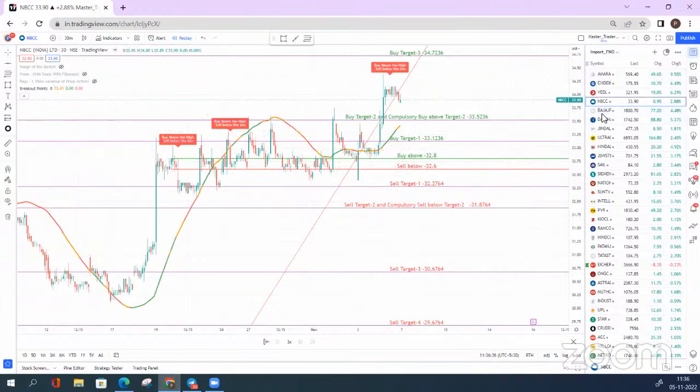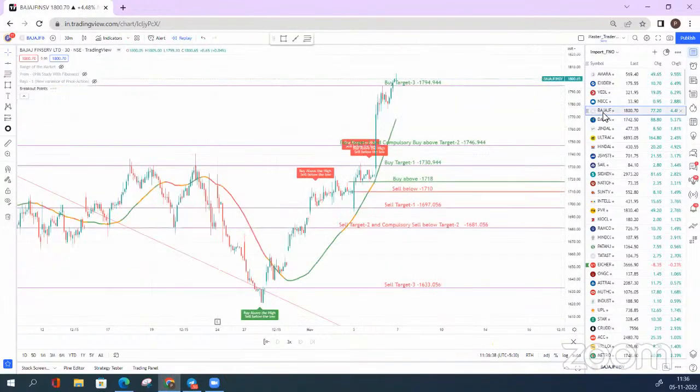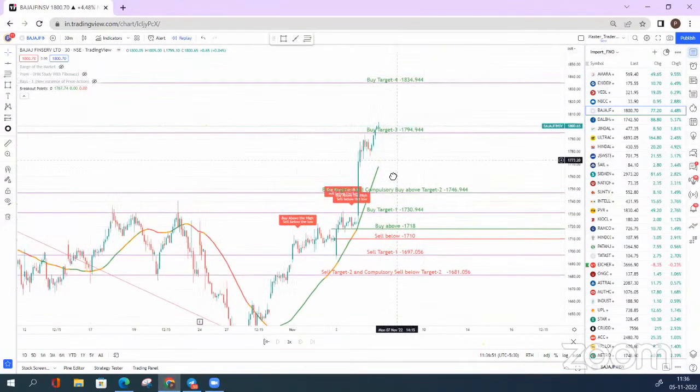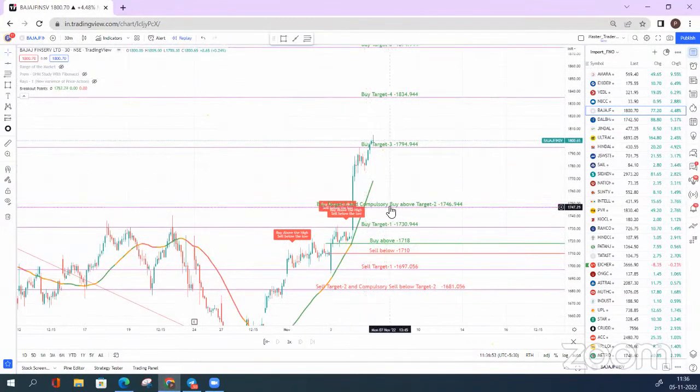Bajaj Finance, NBCC, Bajaj Finserv. It gave a buy around here. Okay, before that, there was a buy around this area. It moved to here and gave a buy around this area. The target was met. Compulsory buy was above 1746. 1794 hit on the trot. Perfect hit. See, it exactly hit the same point, then came down.